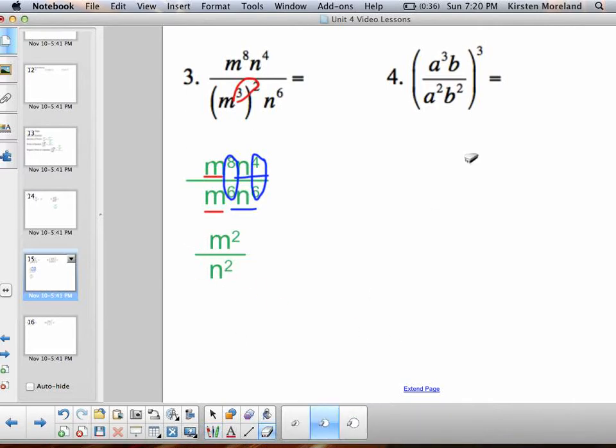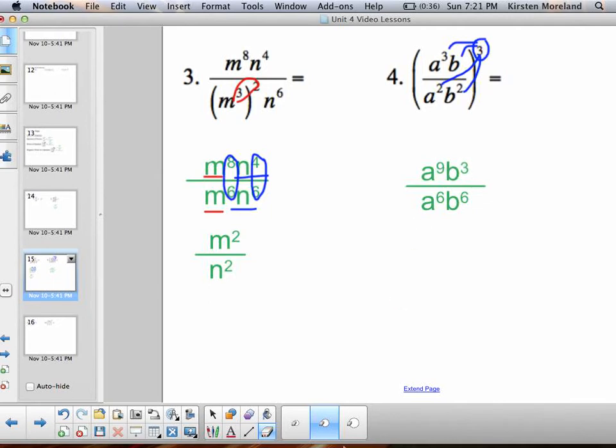Right? The first step on the next one is to get rid of this exponent outside. Now that doesn't have to be your first step. You could have combined bases too. But I don't like having parentheses in my problem, so I'm going to get rid of the exponent outside by multiplying. So I get A to the 9th, B to the 3rd, A to the 6th, B to the 6th on the bottom.